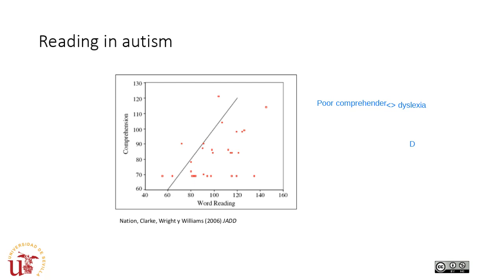Because in the case of dyslexia, what we have is poor decoding. So this is what we are trying to explain: why some readers with autism who can decode and read fluently at the same time do not comprehend well, or as well.